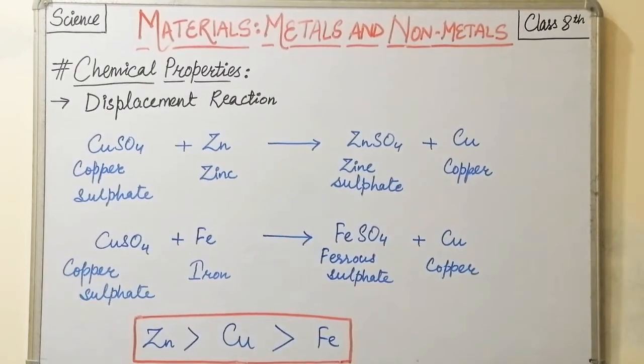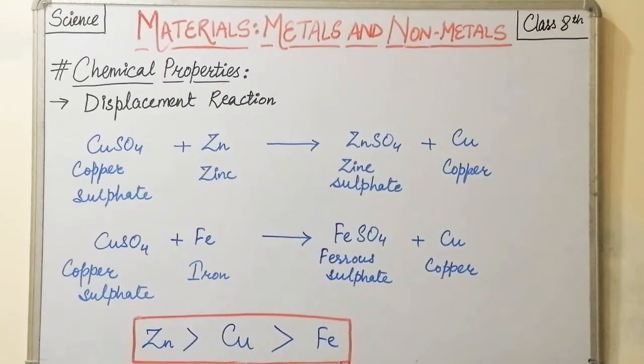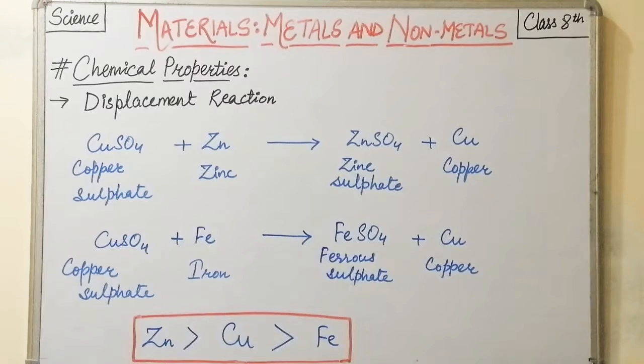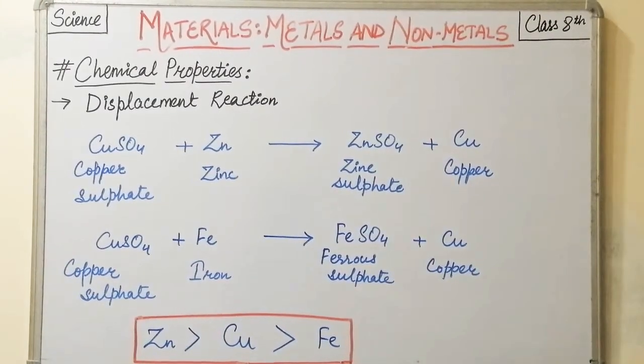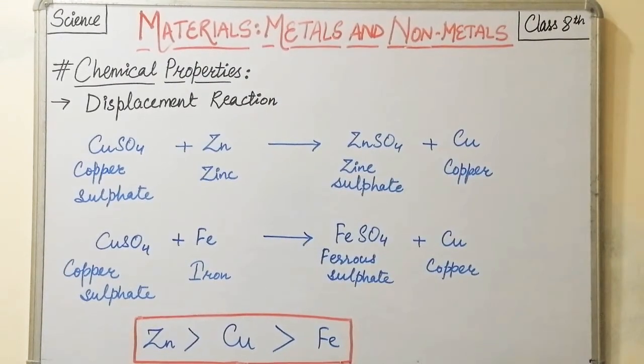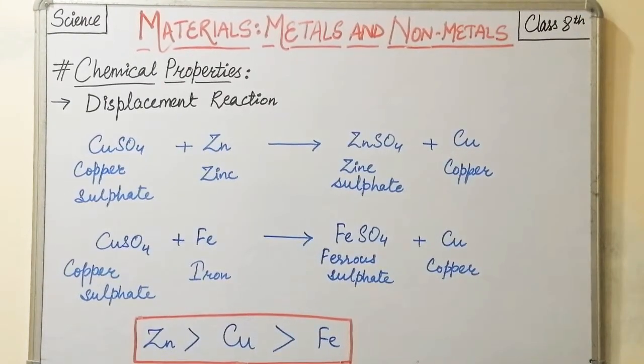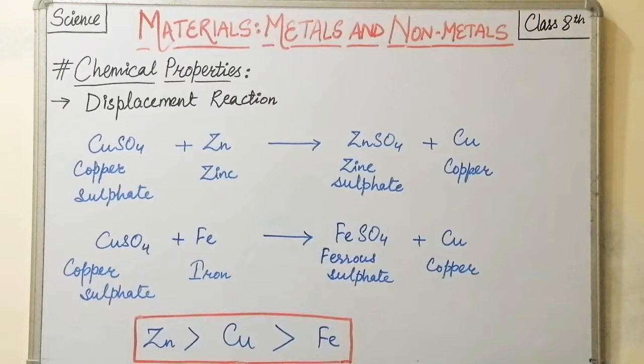Our last reaction is a displacement reaction. You must remember an activity in class 7 wherein we used copper sulfate, zinc sulfate, and iron sulfate, and we added other metals like zinc granules, iron nail or filings, copper filings or copper wire. And then we observed that copper sulfate, which is blue in color, changes its color and becomes colorless when zinc is added into the copper sulfate solution.